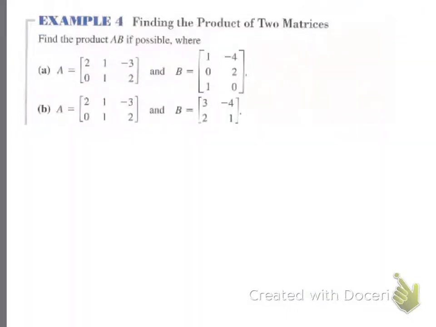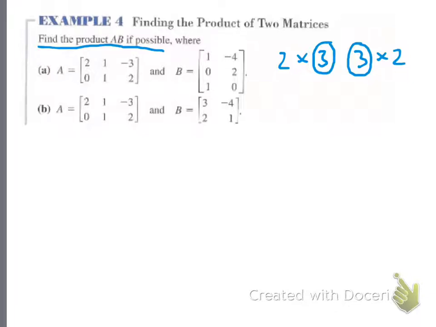Okay? Product, very simple. You can enter it in your calculator, but notice it says find the product of AB if possible. This is what they're talking about. Matrix A is a 2 by 3 matrix. Matrix B is a 3 by 2 matrix. Notice how the number of columns in the first is the same as the number of rows in the second. For matrix multiplication to happen, these two must be the same.